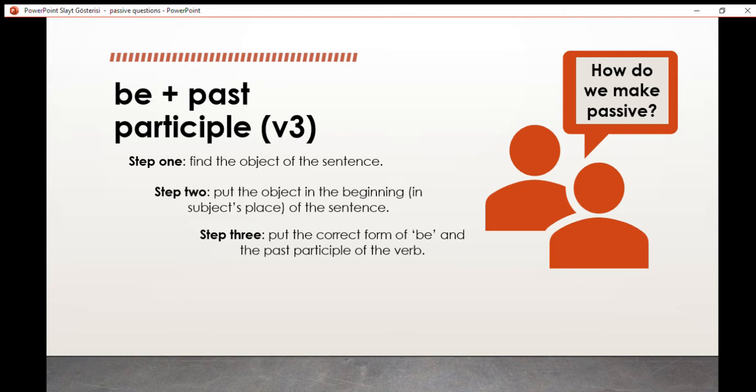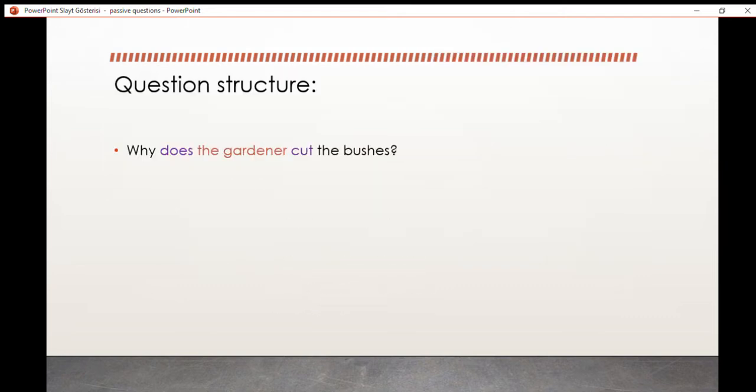Now, the thing is, it can be positive, negative, or question. Doesn't matter. If a sentence is passive, we have to have be and the third form of the verb, past participle. And it's done. So, let's see an active question. Why does the gardener cut the bushes?